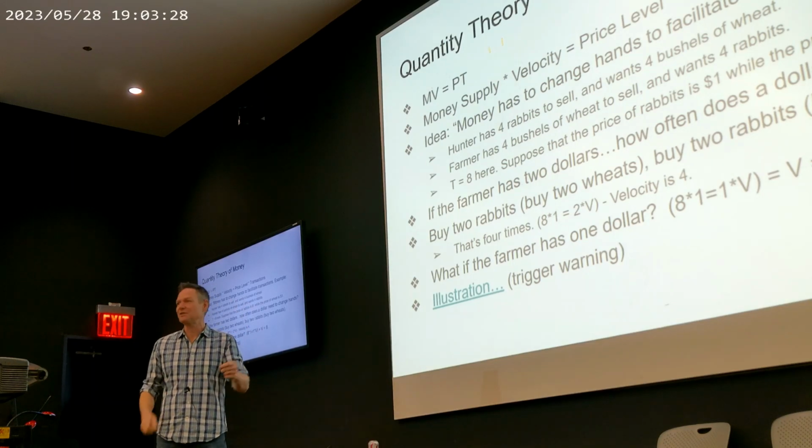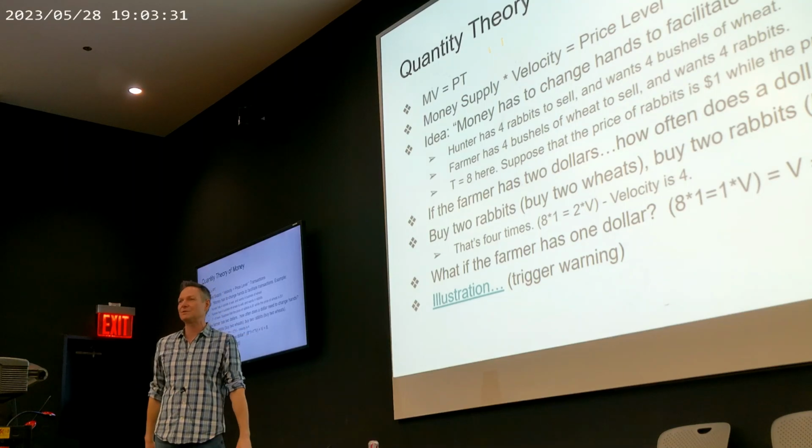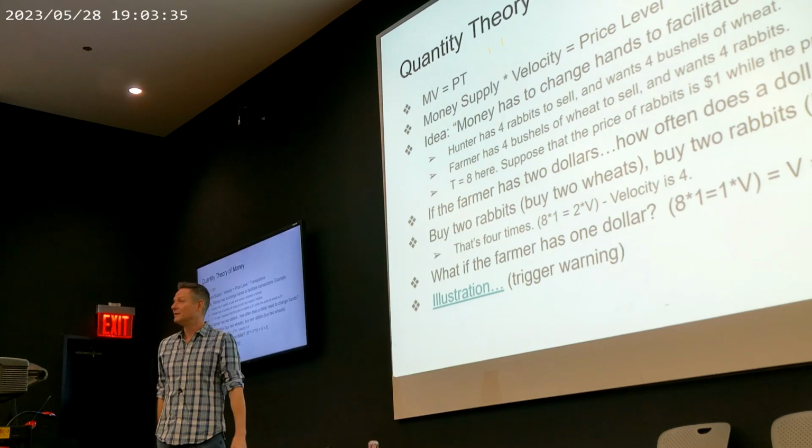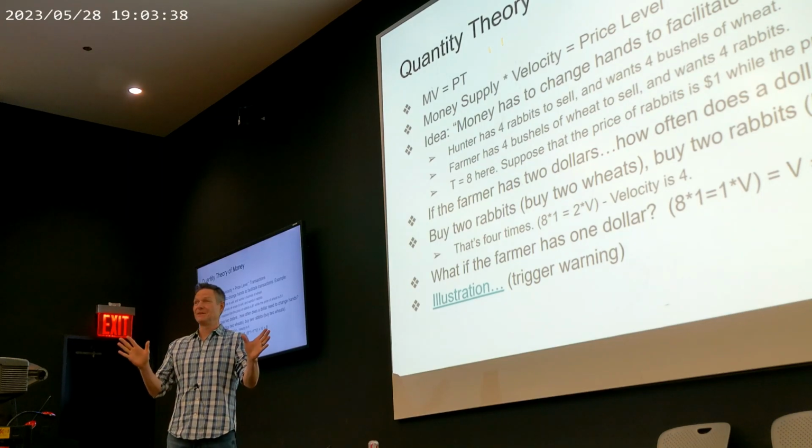And then the farmer says, okay, yes, now that you've bought some wheat and I've bought some rabbits, let's do it again. I'll buy 2 more rabbits. Oh, I'll buy 2 more wheat. And then we're all done, right?